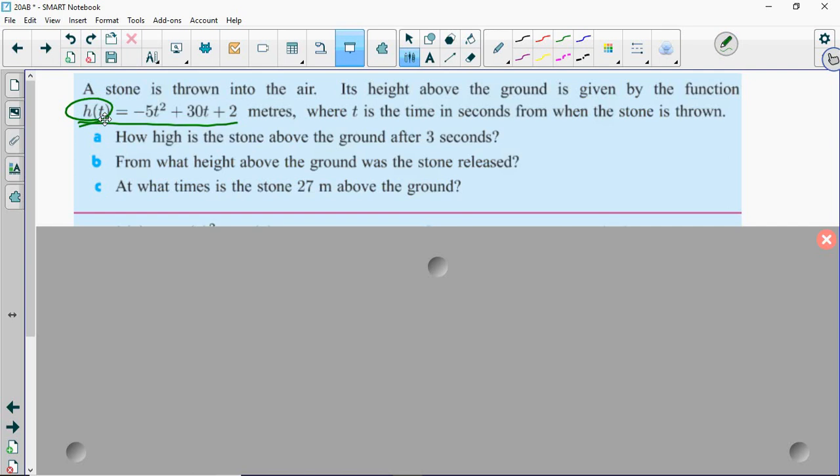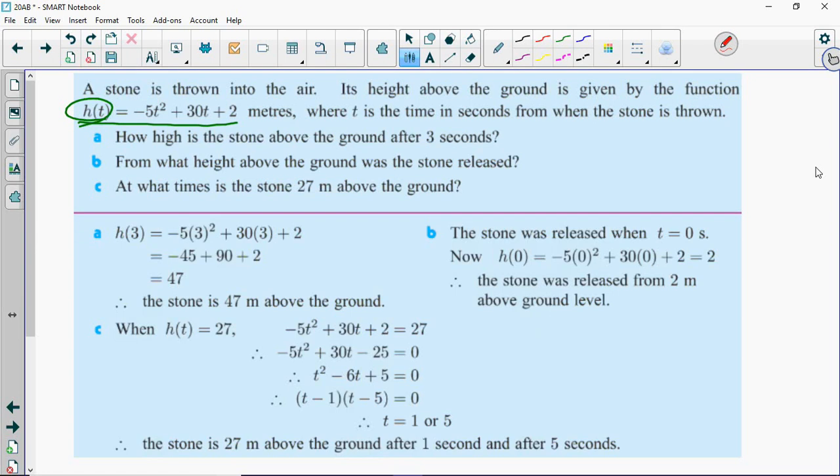And so this should be pretty easy to work through. Part A, we just talked about that a minute ago. How high is the stone after 3 seconds? Well, we're just putting in 3 for the t value and then figuring out what h of 3 is. So that's pretty easy to work out.